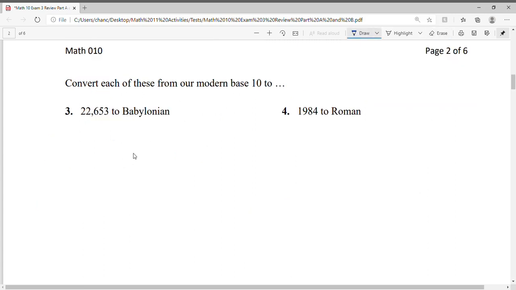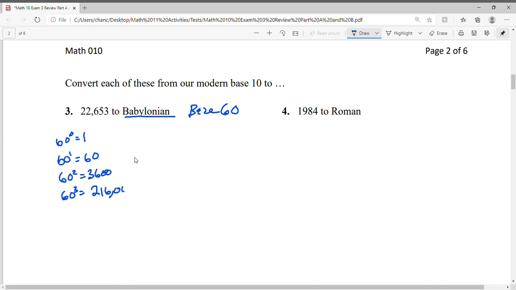In question 3, let's convert 22,653 to Babylonian. Remember, Babylonian is a base 60 system, so we'll have to convert it to base 60. Now 60 to the 0 is equal to 1. 60 to the 1 equals 60. 60 squared is 3,600. And 60 cubed is 216,000. That is way too big.